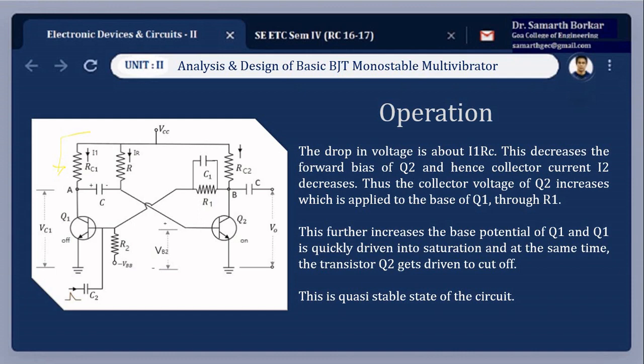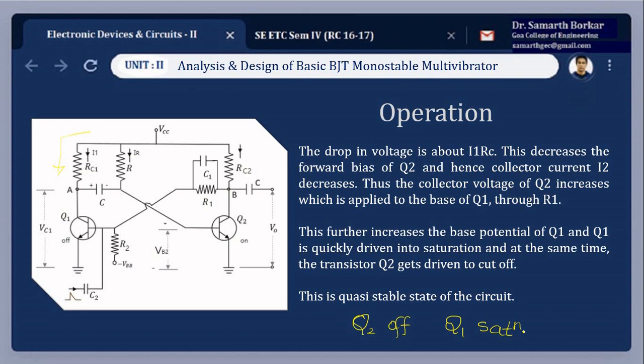Now, this is the quasi-stable state of the circuit. In the quasi-stable state, Q2 is driven to off condition and Q1 is in saturation, that is on condition. So, this is the quasi-stable state. Now, as we have discussed, there are two states, the stable state and the quasi-stable state. This quasi-stable state is a temporary state and the circuit will remain in this state depending upon the value of the R and C which have been connected to the transistor Q2.